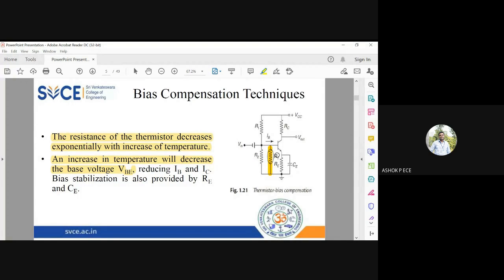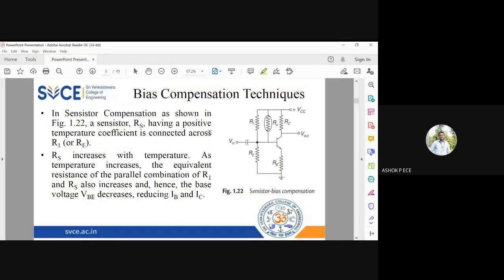So indirectly, what is getting reduced? IB is getting reduced. When IB is getting reduced, IC will get reduced. So by this, I indirectly stabilize the change in IC with respect to temperature. Okay, and I also provide bias stabilization using RE parallel to CE. So I will have an emitter resistance which is bypassed by a capacitor CE. So these three will work together to ensure that the collector current is always going to be within the stable limits. It is not going to vary largely even if the temperature is going to change.